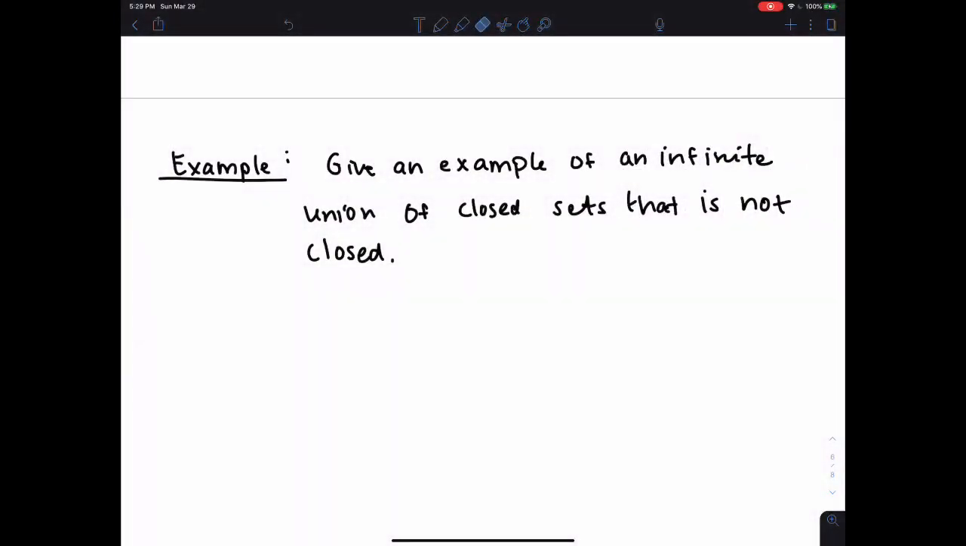To see why it matters, why you can't necessarily have an infinite union of closed sets guaranteed to be closed, let's give an example of an infinite union of closed sets that's not closed. One of the simplest types of closed sets is just a set that contains a single point. So given x in R, the set {x} is closed.